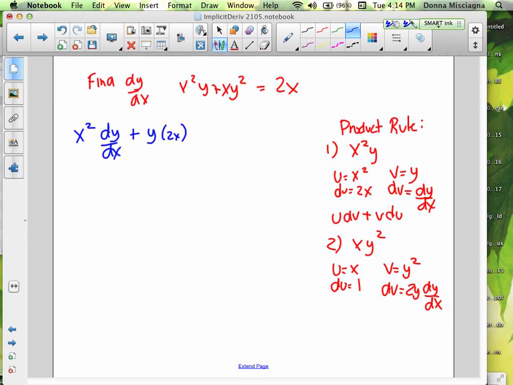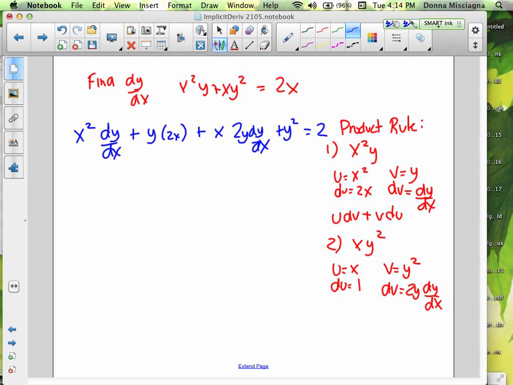All right, now you're going to do the same thing for the second product. So we've got the first, x, times the derivative of the second. Derivative of y squared will be 2y dy dx, plus the second times the derivative of the first. So the derivative of x is just 1, so we'll just have a y squared there. And then derivative of 2x is just 2.